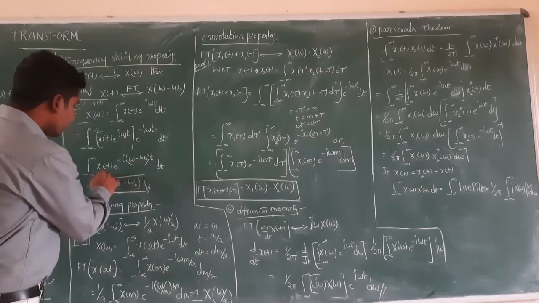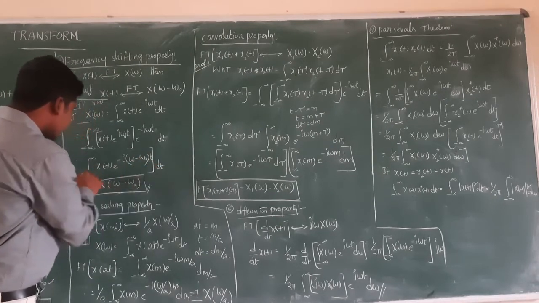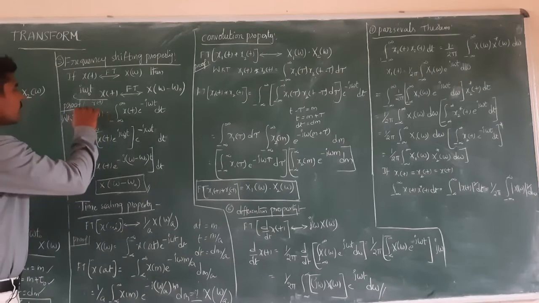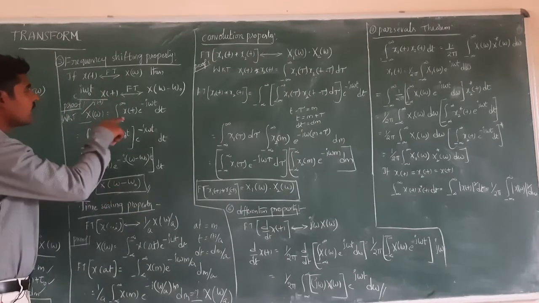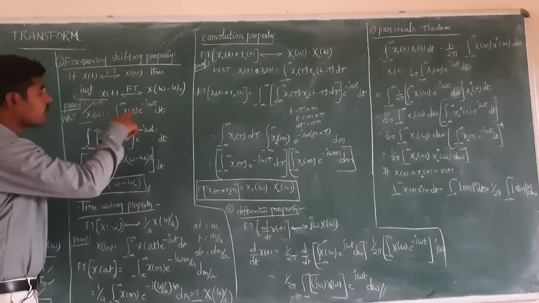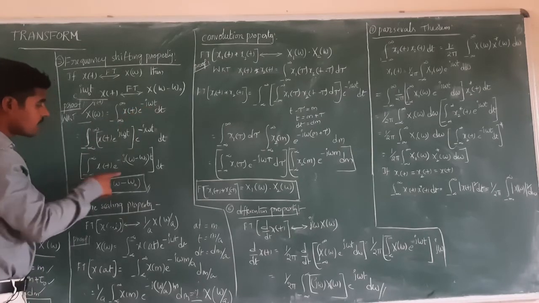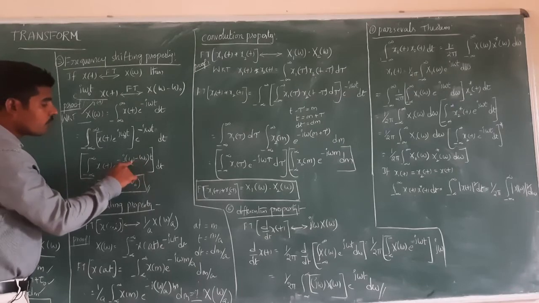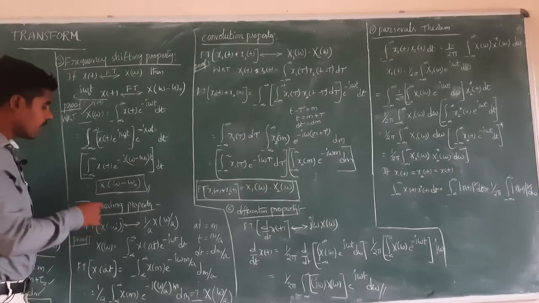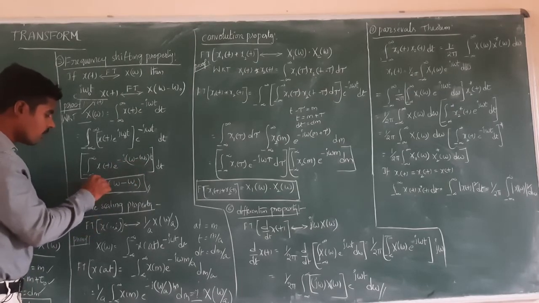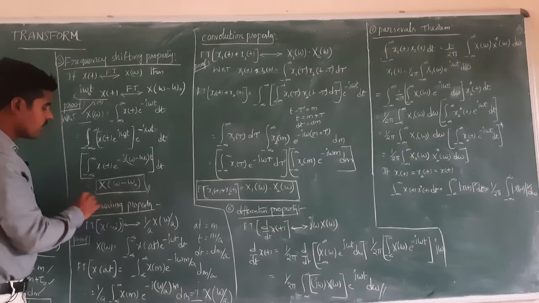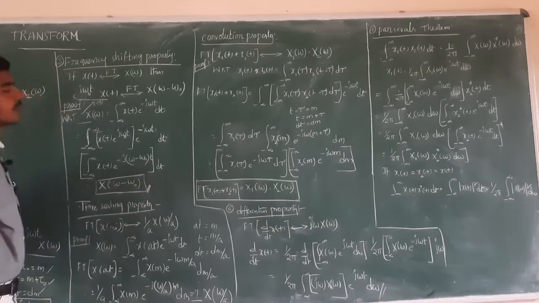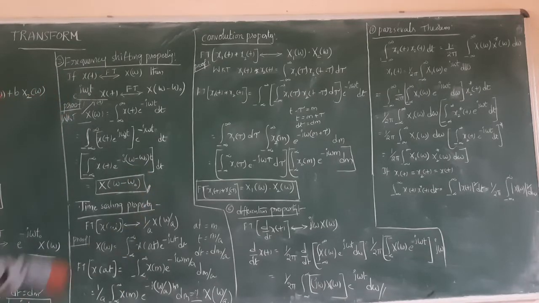Now if you compare this with the standard definition of X of omega, generally X of the omega variable, but in this case the omega is equal to omega minus omega naught. So that's why I can represent it as X of omega minus omega naught. That is generally called the frequency shifting property, guys. This is also one of the most important properties from the exam point of view.